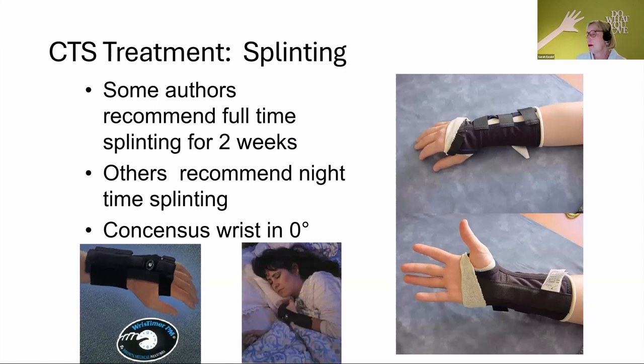Others recommend just night splinting. Generally, a course of about 6 weeks is recommended before you decide we need to do something else or we need to go on to surgery. There's great consensus in the literature that the wrist should be in a neutral position.